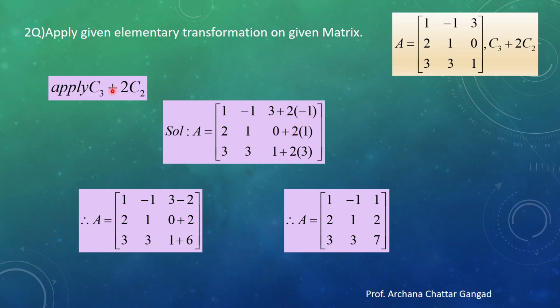Next, C3 value is 0 plus 2 times C2 value. C2 value is 1. And the last element of third column is 1 plus 2 times second column का last element है 3. So after simplification of this last column, we get 3 minus 2, 0 plus 2 and 1 plus 6. After addition and subtraction of the last column, first two columns as it is, the last column entries are 1, 2 and 7. So this is the example of elementary transformation, second example.